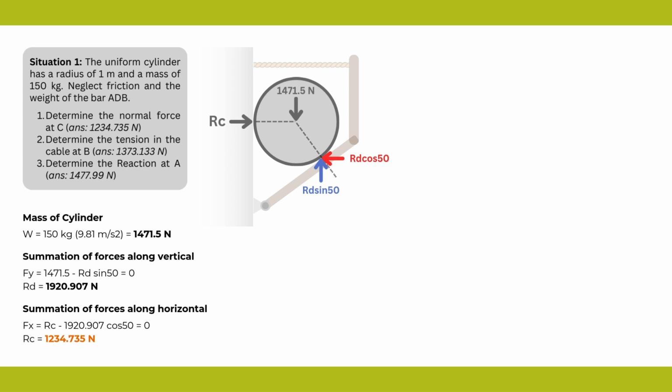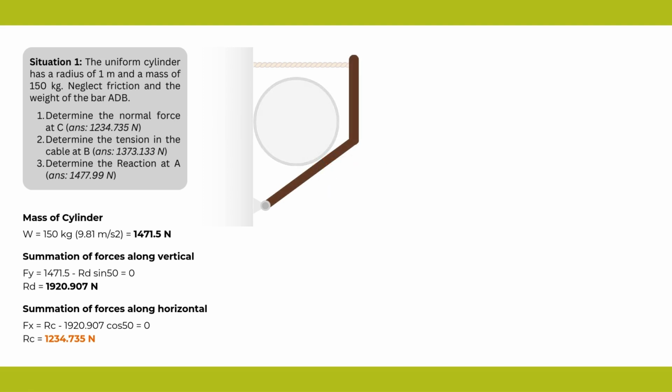Moving on to determining the tension of the cable at point B, this time ihiwalay natin si bar ADB and treat it as a separate force equilibrium system. So the forces acting on this bar are the horizontal and vertical reactions at A, denoted as AX and AY, reaction at D, and the tension of the rope at point B, denoted as TB.